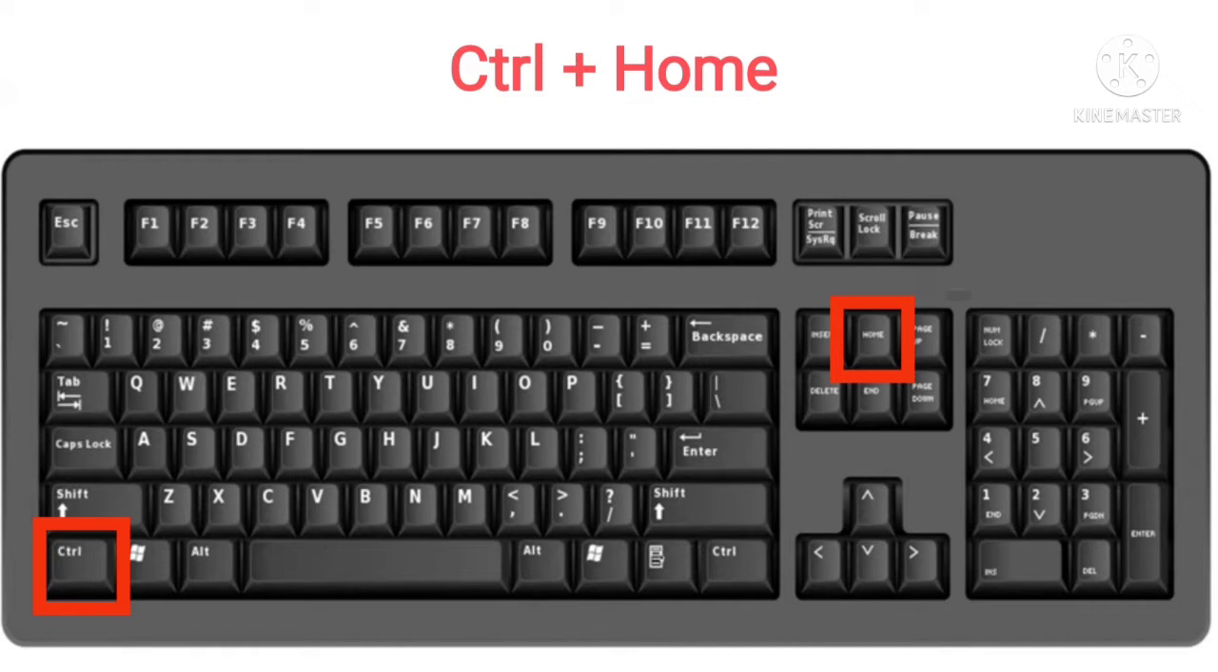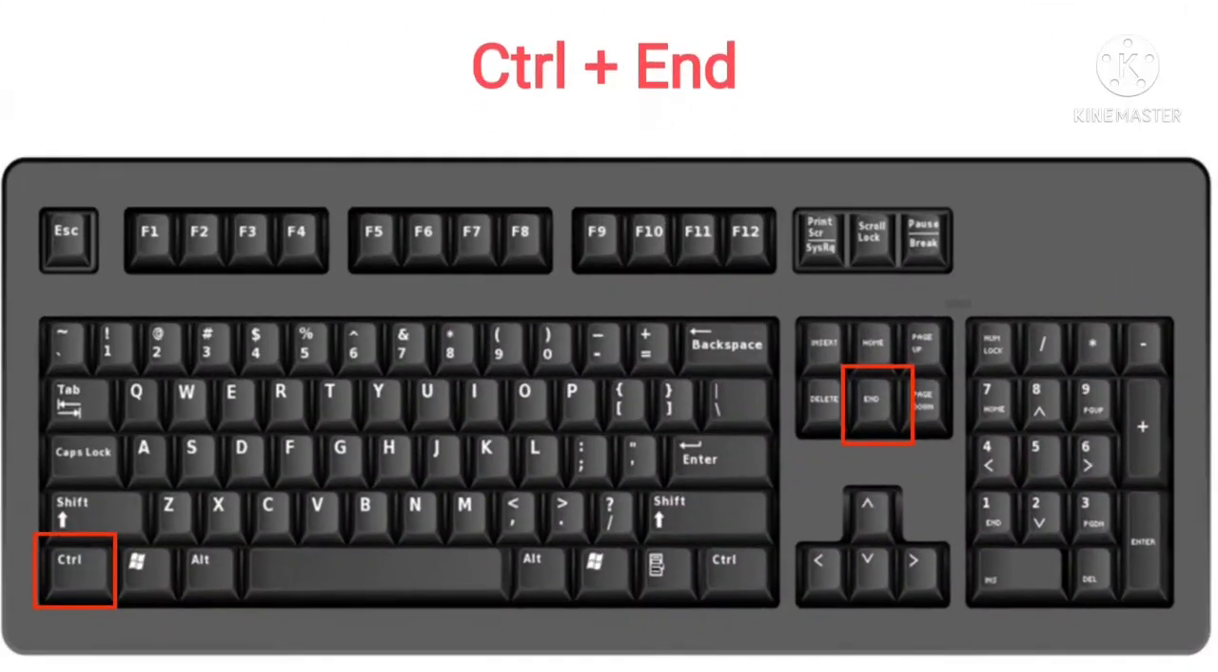Control plus Home, it will move the cursor to the top of the document. So students, if you will press the control plus home key at the same time, then the cursor will move at the beginning of a document. Very first line of the document, the cursor will move. Control plus End, and it will move the cursor to the bottom of a document.